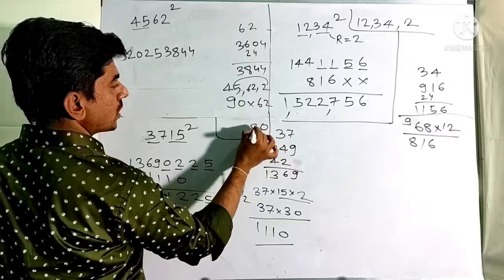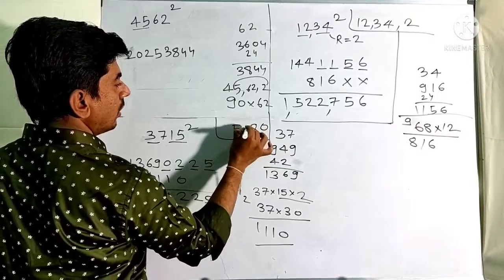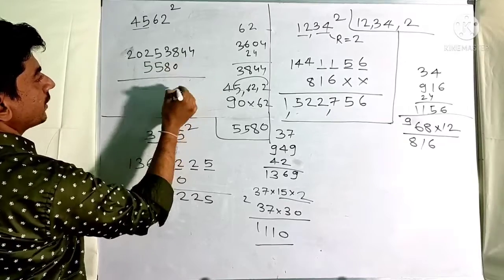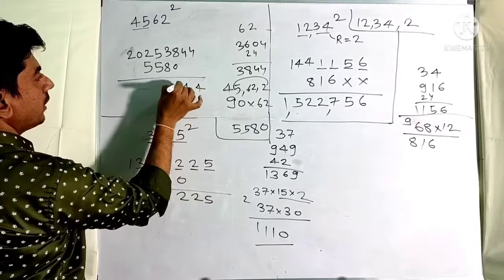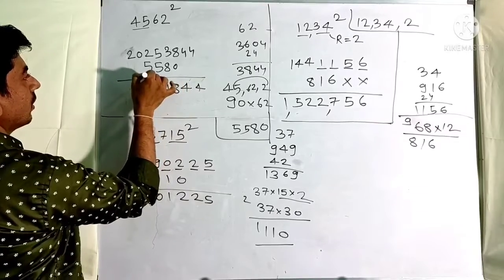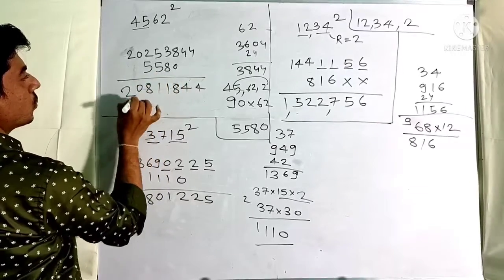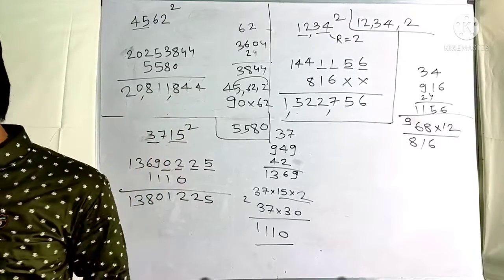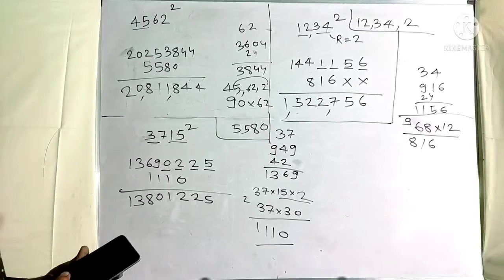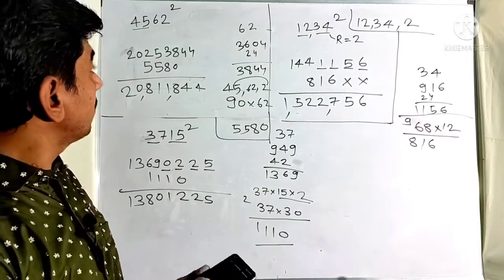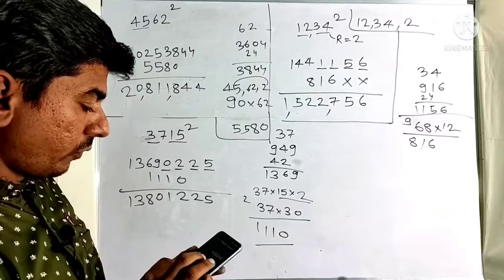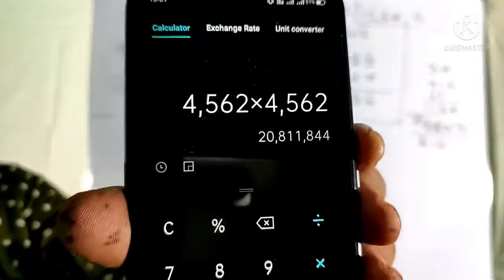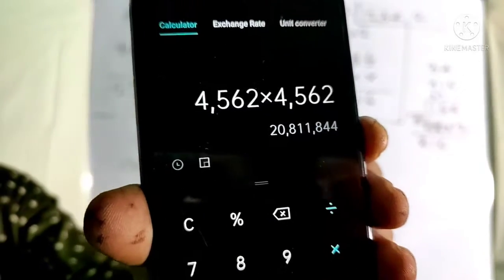0, 9 2s are 18, 9 6s are 54, 55. 5580, leaving 2 digits to the right. 44, 8, 11, 8. 2 0 8 1 1 8 4 4. Let's check. 4 5 6 2 into 4 5 6 2. Friends, the answer is correct. 20 8 11 8 44.